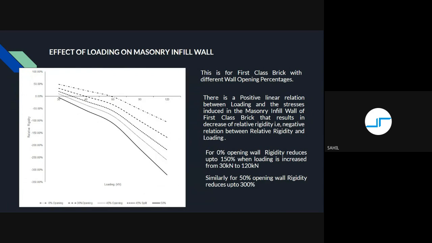So the fourth result is the effect of loading on the masonry infill wall. This is for the first-class brick with different wall opening percentages.